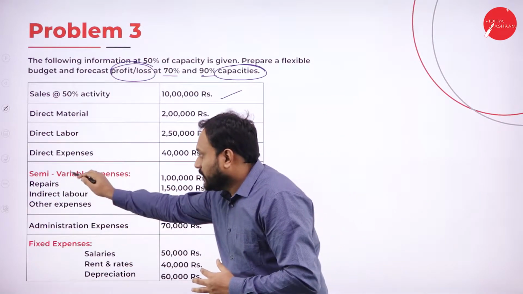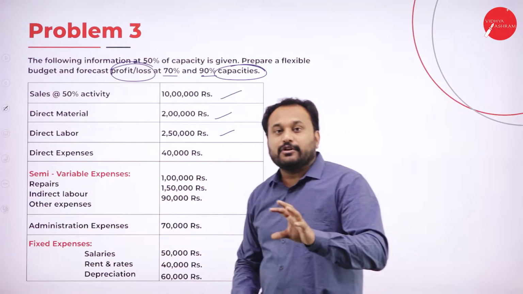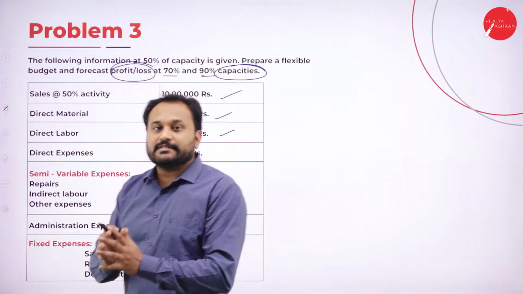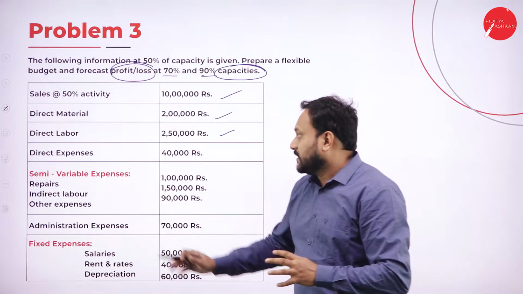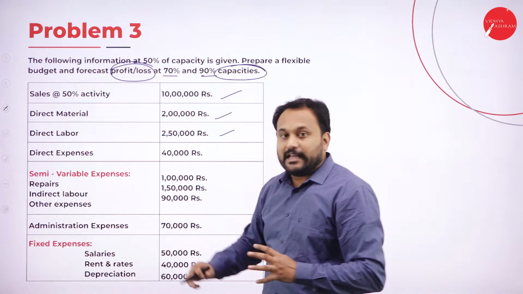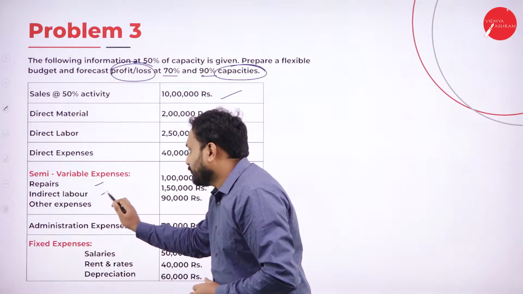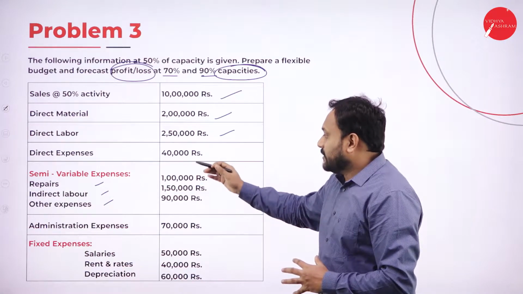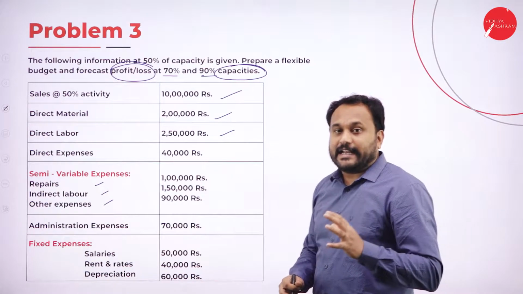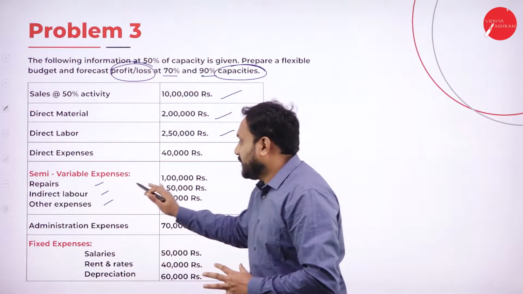Now here, if you carefully understand, they have only given the partition. They have said semi-variable cost or semi-variable expenses. They are repair, indirect labor, and other expenses. So we have three entries, and the format is also given, that is 1 lakh rupees, 1 lakh 50 thousand, and then 90,000 rupees respectively.